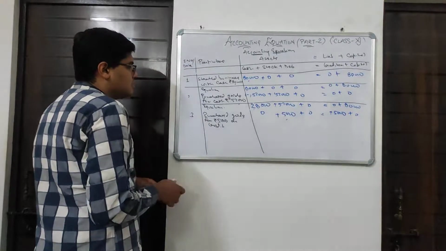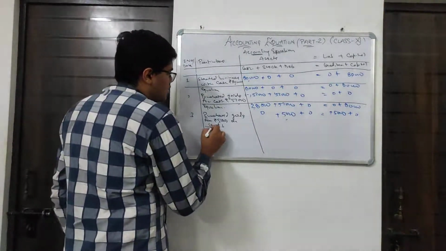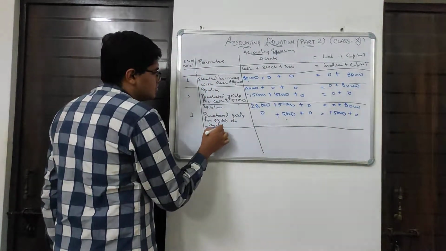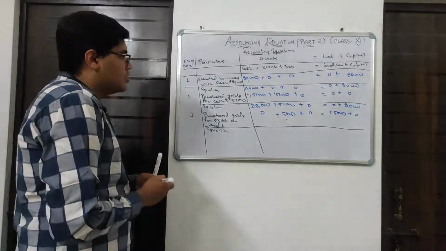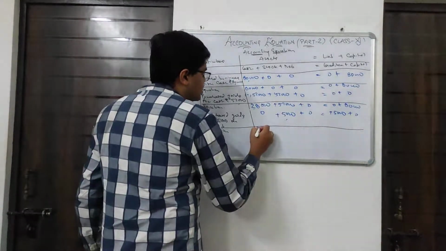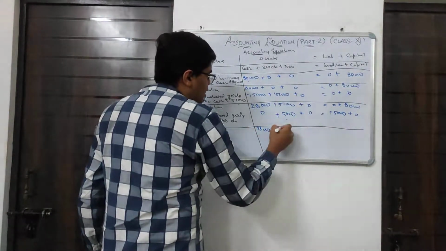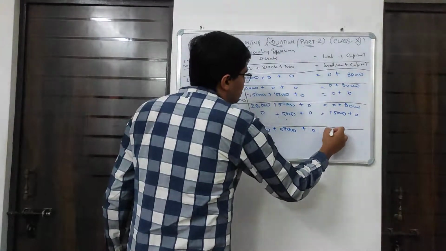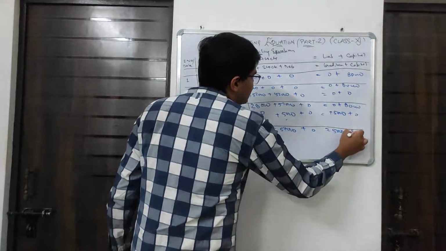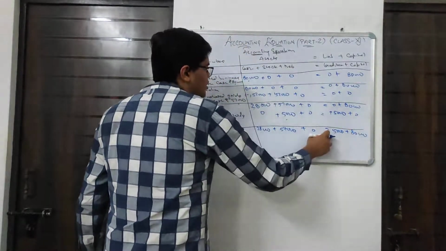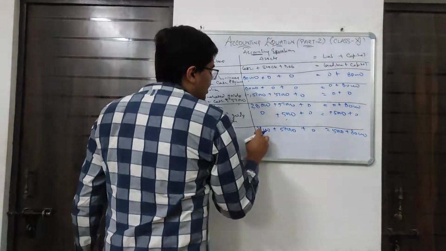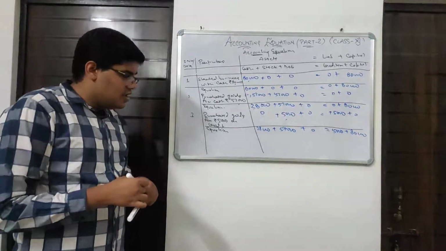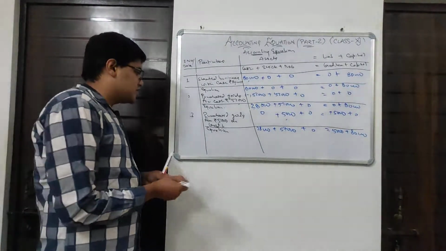Now you can frame the equation and do the total. So here you can see that 28,000 plus 57,000 plus 0, 5,000 and plus 80,000. Now you can see that the total is 85,000 here and the total 85,000 here also. 28 plus 57 is equal to 85. Now moving on to the next transaction.